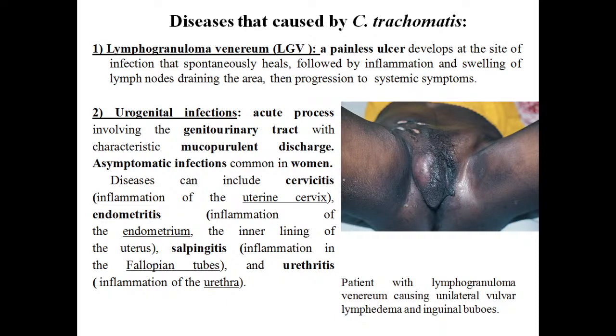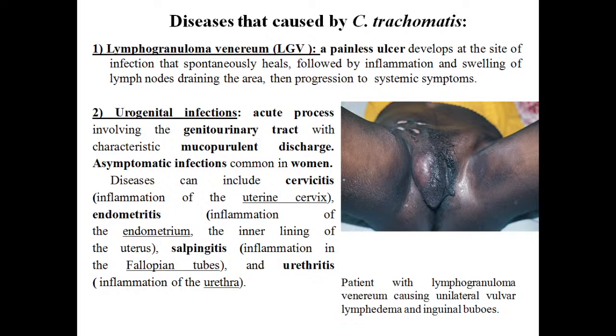Other diseases that are transmitted by sexual contact and caused by Chlamydia trachomatis are lymphogranuloma venereum and urogenital infections. Lymphogranuloma venereum: a painless ulcer develops at the site of infection and spontaneously heals, followed by inflammation and swelling of lymph nodes draining the area, then progression to systemic infection with systemic symptoms. Urogenital infections caused by chlamydia are characterized by an acute process involving the genitourinary tract with a characteristic mucopurulent discharge. Asymptomatic infections are most common in women. That's why very often women don't know about their disease.